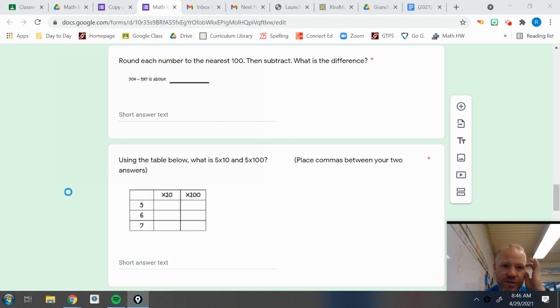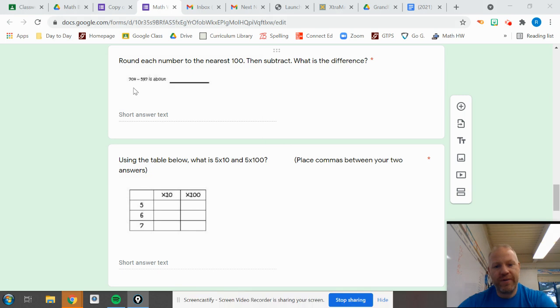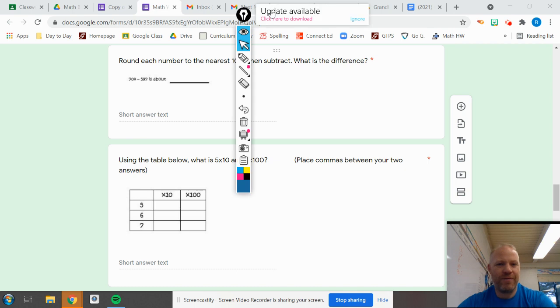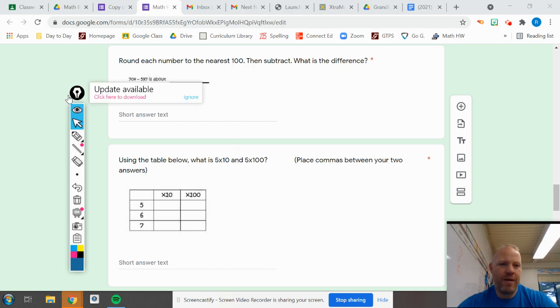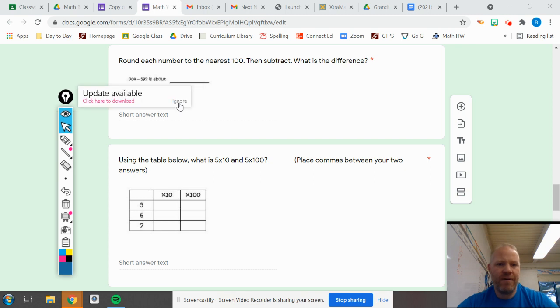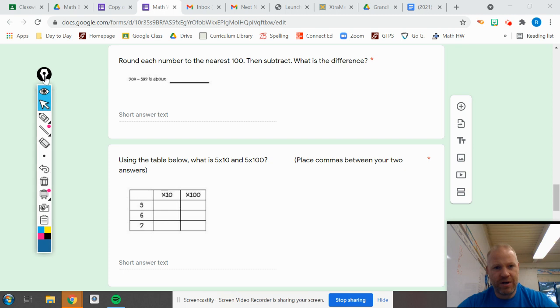Round each number to the nearest 100, then subtract. What is the difference? So 704 is closest to 700. So we have 700, and then 597, the 5 asks the 9, are you less than 5? The 9 says no. So the 5 changes to a 6.